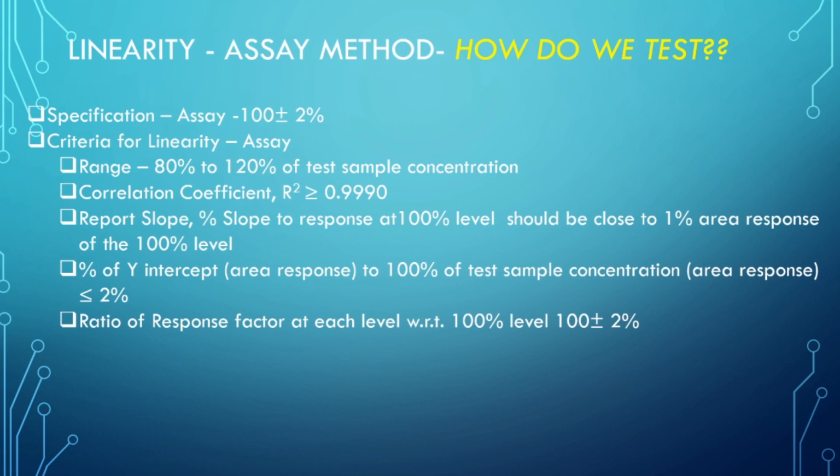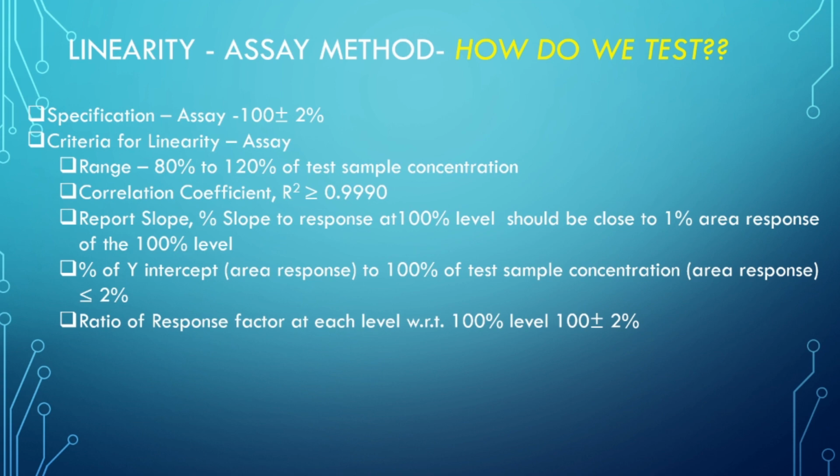The first criterion is that I will take the percentage of slope divided by the response at the 100% level. So that should be close to 1% of the area response at the 100% level. Say for me I'm getting an area of 100 at the 100% level. Then I should get an area near to 1 at the 1% level.